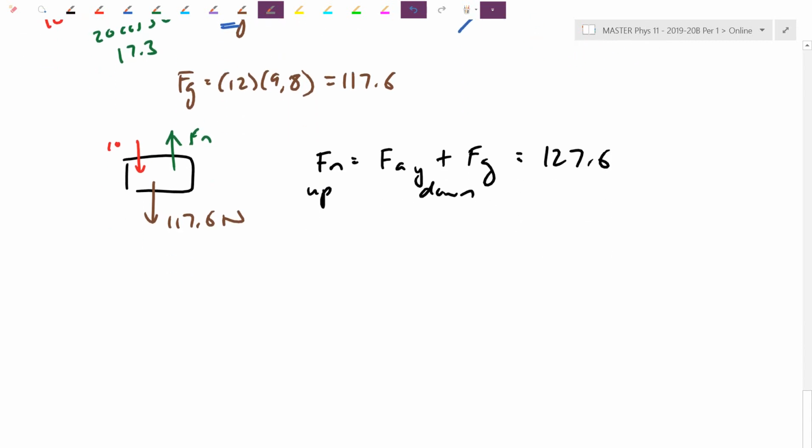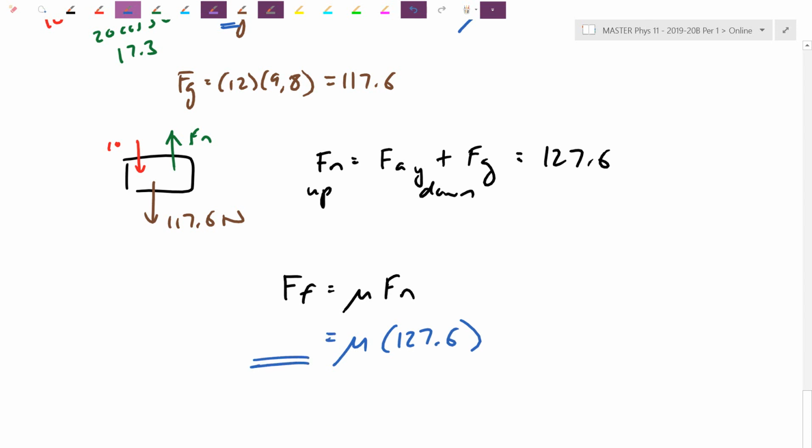The reason we got the normal force is because then we can go Ff is equal to mu Fn. Normally I would know the coefficient, and I can use this to find the max friction. This time I'm actually asking for mu, so that's still going to be a variable. We're going to have 127.6. This means I need another way of finding friction.